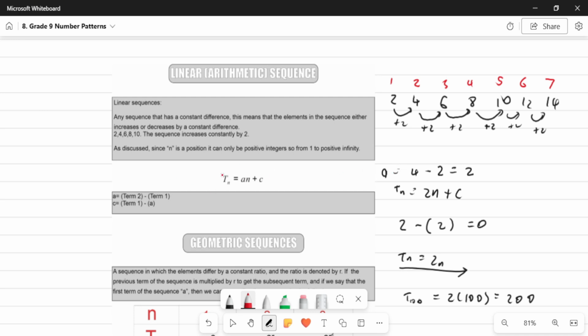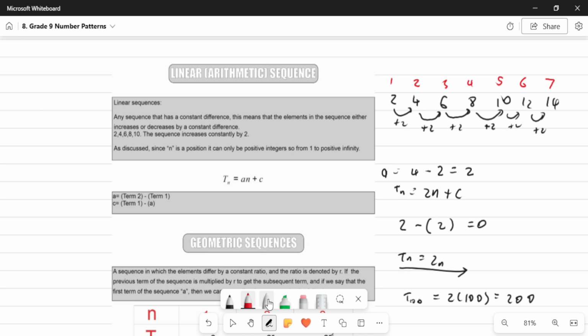How do we use the formula? First, you need to remember that Tn is equal to An plus C, right? A is equal to term 2 minus term 1. 4 minus 2 gives you 2. So now we got Tn is equal to 2n plus C. But how do you get C? It is term 1 minus A. So it'll be term 1 minus whatever the value of A is, gives you 0. So therefore Tn is equal to 2n. Right? Understood? So that's basically what I want you to say there, is that you can use the formula or you could just generate it by using the constant difference.